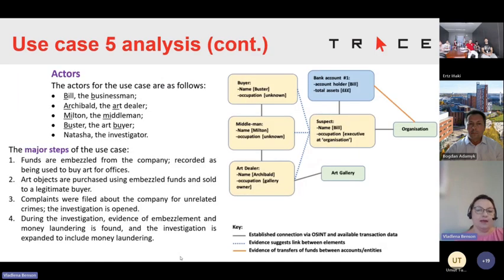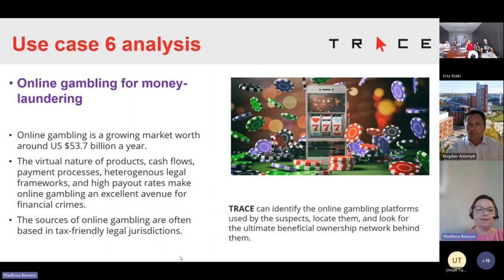We have actors: Bill, the businessman, Archibald, the art dealer, Milton, the middleman, Buster, the art buyer, and Natasha, the investigator. So Trace will be able to help sift through the transactions data and identify the transactions which add up to the suspected amount of illicitly obtained funds, and then help trace the money back to an origin point. This is especially useful in cases where an intermediary or shell company is used to hide the identity of the buyer or seller, which is very typical. And Trace will also be able to help establish links between various actors and provide a visualization of those links. Again, all of this is done through the knowledge graph.